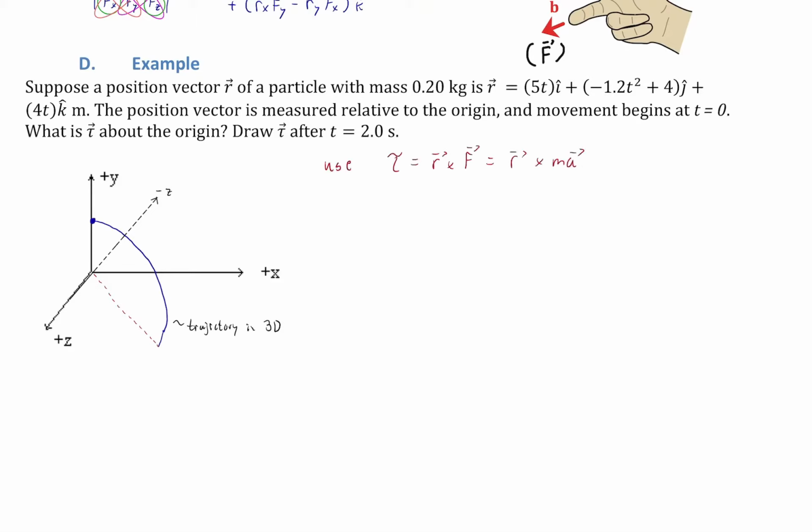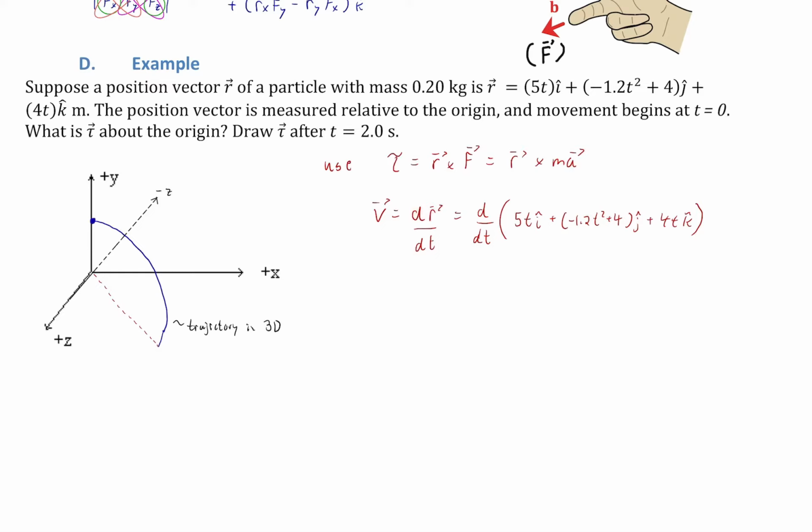Okay, so first of all, we're going to use the definition here, r cross F. Now, we weren't given F, were we? But we know from Newton's law, the translational version of Newton's second law, that F equals ma. So can we find a? Sure we can, because we know that v is just the first time derivative of our position function r, so d over dt.